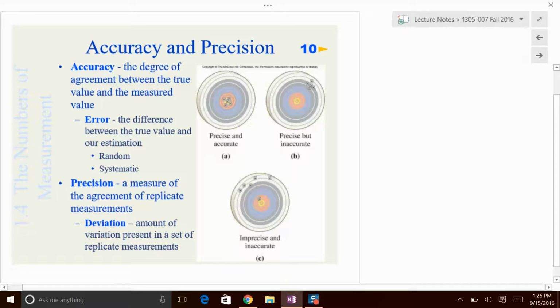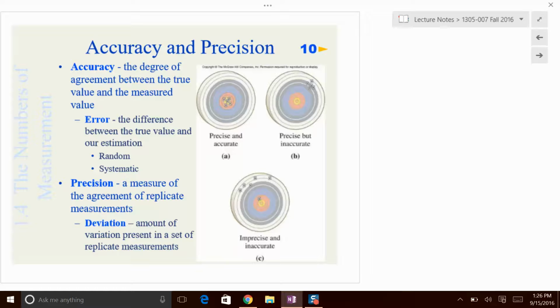Okay, accuracy and precision. When we talk about accuracy and precision, we're just talking about how the data relates to either a true variable or number, or how it relates to itself. If we're talking about accuracy, there's a true value, and how well does your data match that true value? How well you hit the bullseye is accuracy.